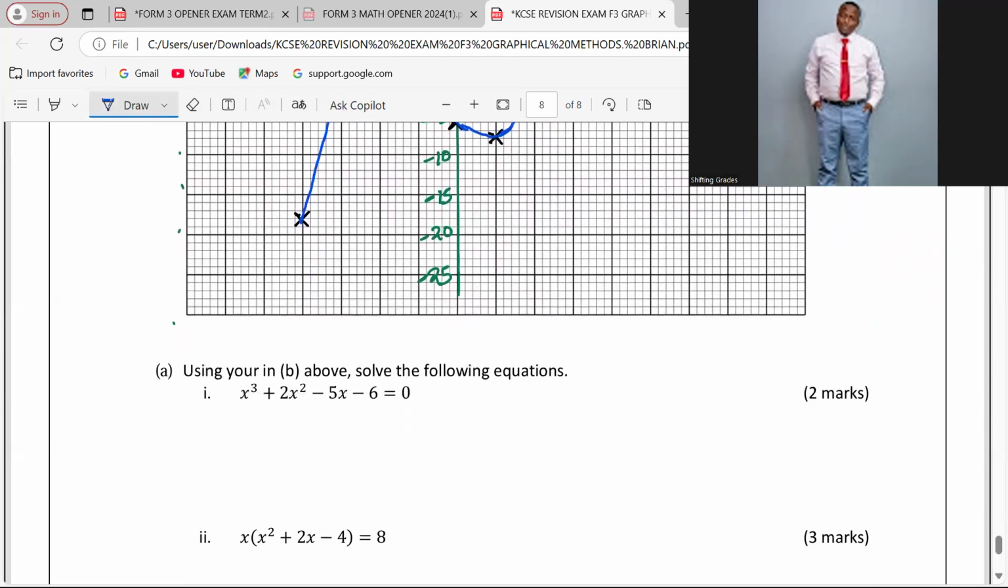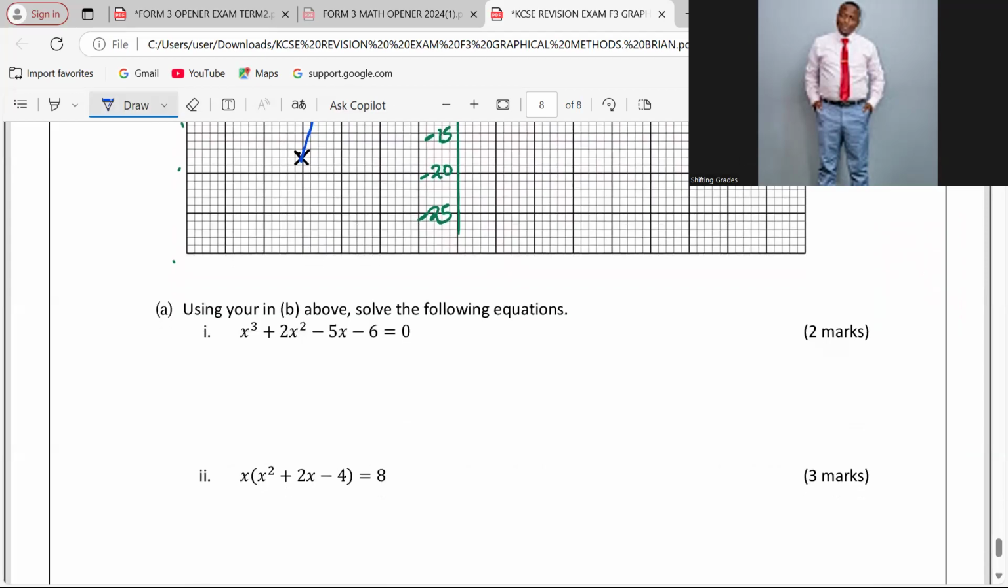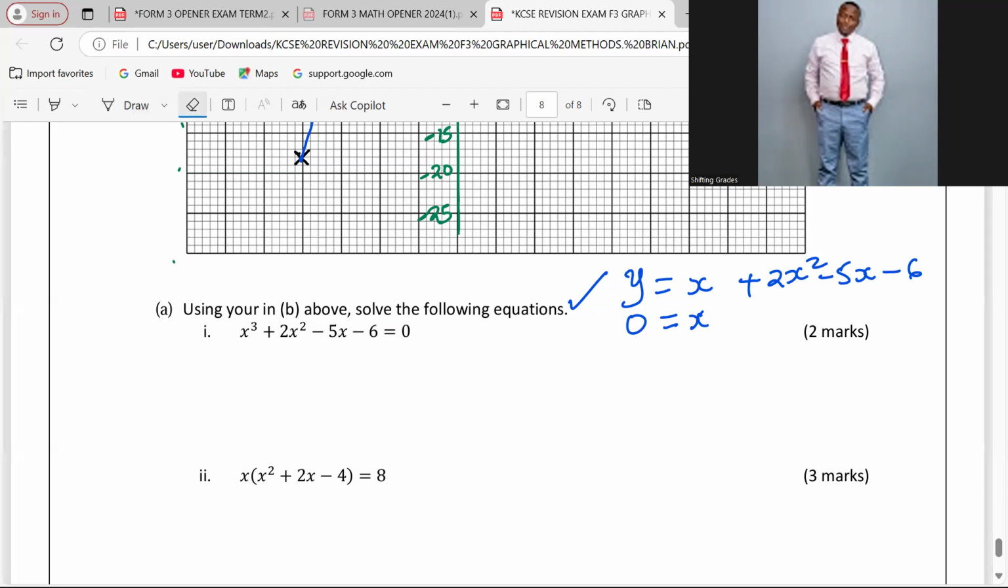After this, ladies and gentlemen, we are supposed to answer a few questions. Use your graph in B above to solve the following equations. The first equation is here, and you can see it's related to what we have just plotted. So as I said, just write the plotted function. Then the equation we would like to solve now is x³ plus 2x squared minus 5x minus 6, and it is also equal to 0.